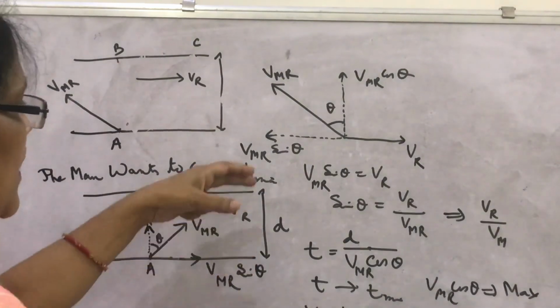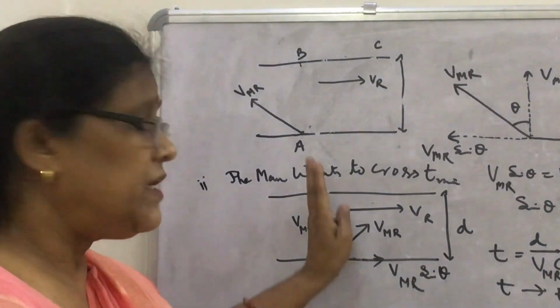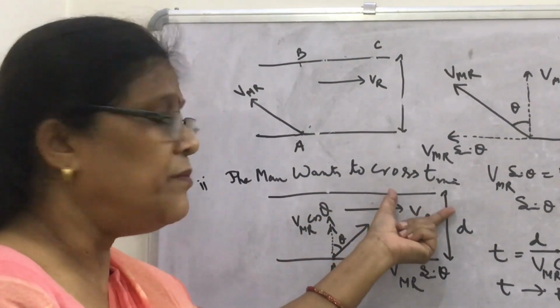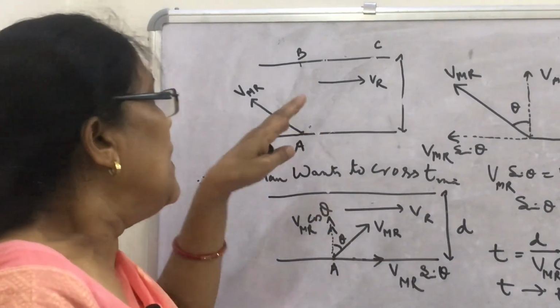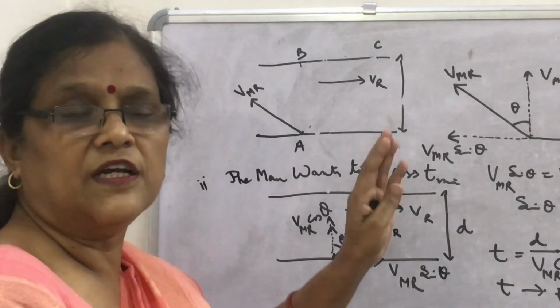In this way, I hope you must have understood that how the man, in what direction he should swim to cross the river in minimum time, and in zero drift in which direction he has to swim.